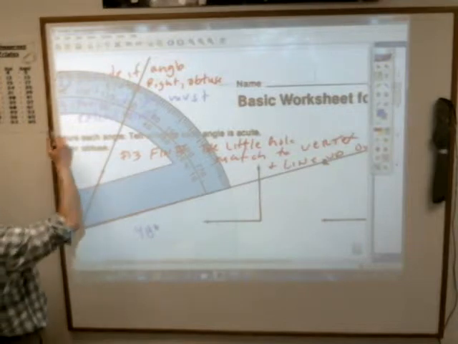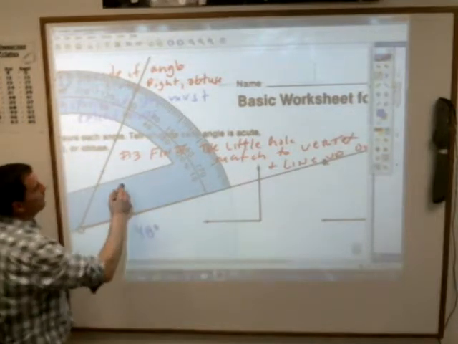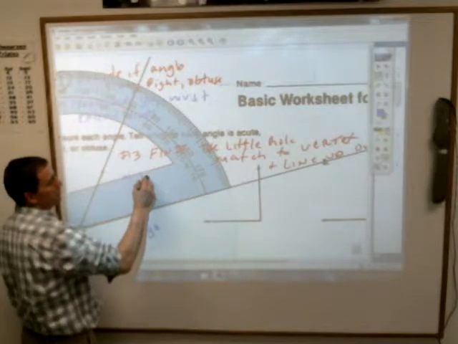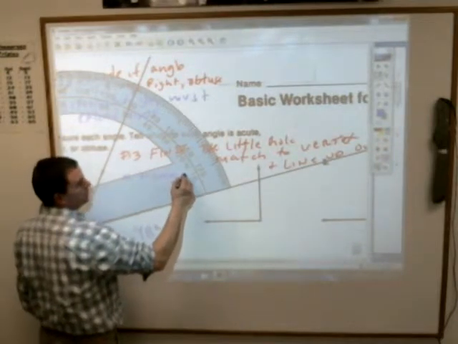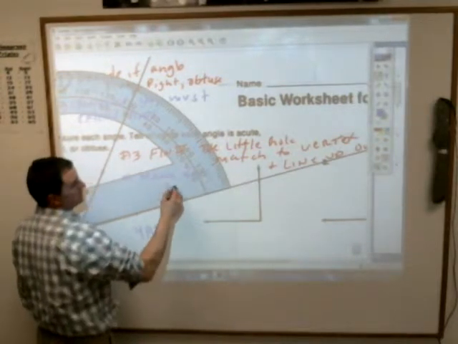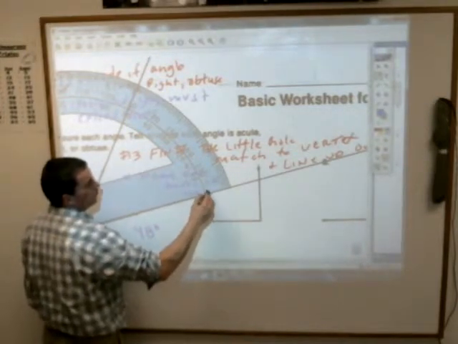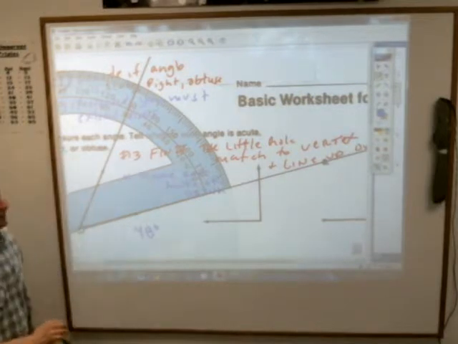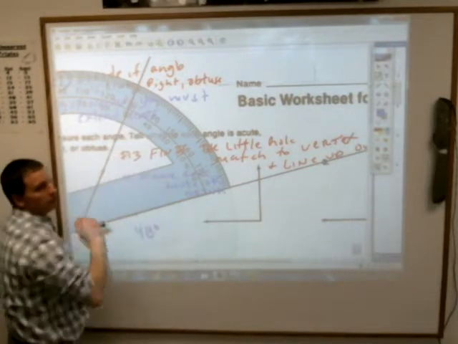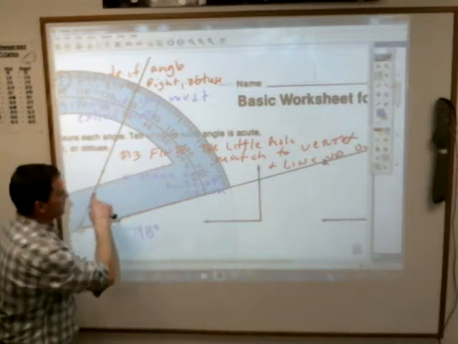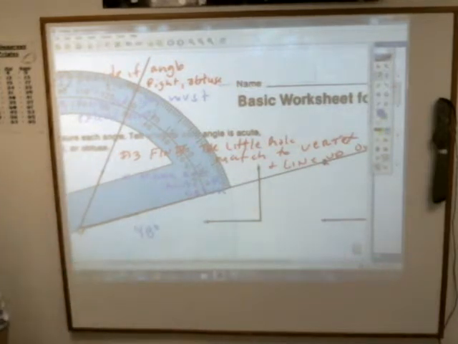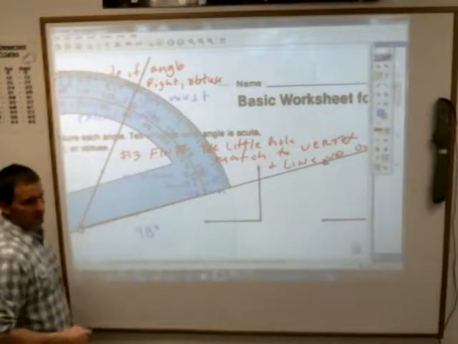So step number, whatever we're on, 4? Step number 4, you need to make sure if it's acute or obtuse. If you read the protractor incorrectly, you'd end up with 131 degrees. And there's no way that this small angle is 131 degrees. That's why the first thing you look at is, is it acute or is it obtuse? Right, you don't have to worry about it because right is 90 degrees regardless.